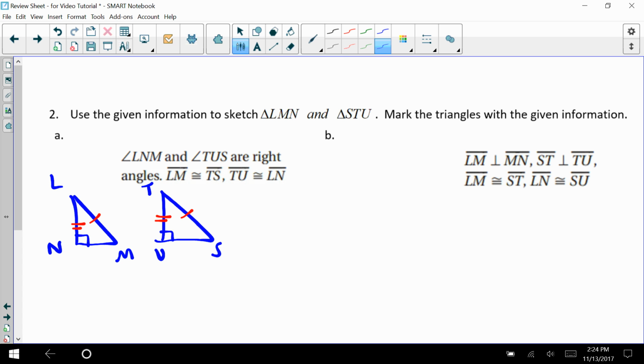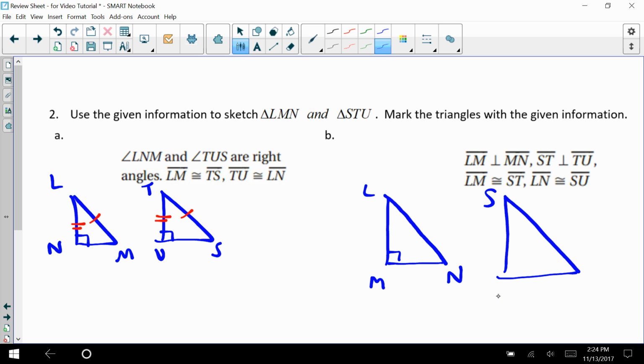We have these triangles. Okay, so LM is perpendicular to MN, and then ST is perpendicular to TU. So we have right triangles here. And now we know, all right, LM and ST are congruent, LN and SU are congruent. So again, marking up what we know, these triangles can be congruent through right hypotenuse leg. So just remind us of this RHL.